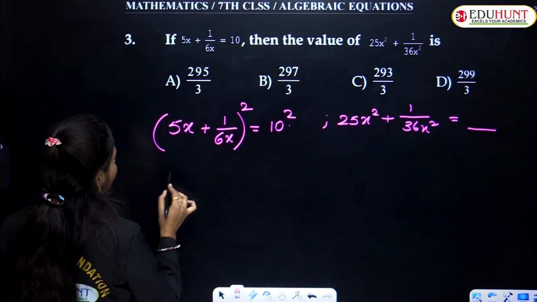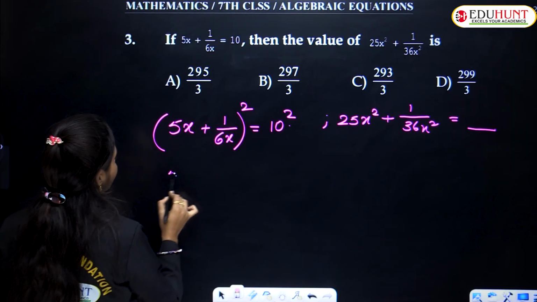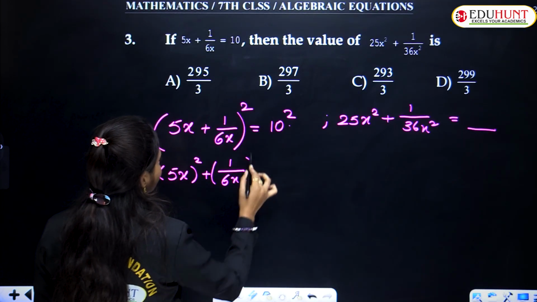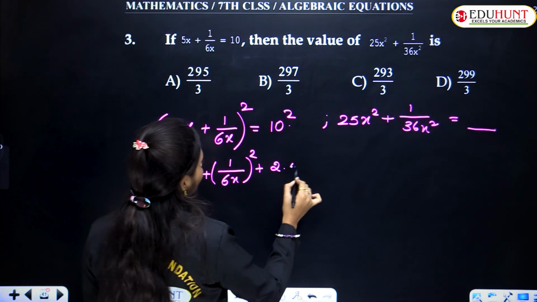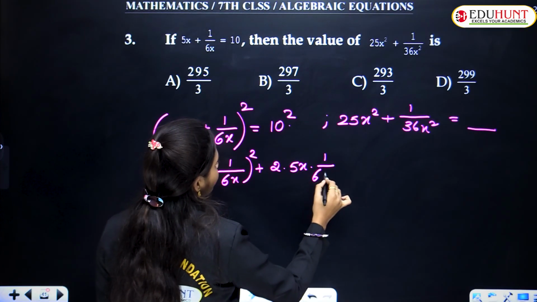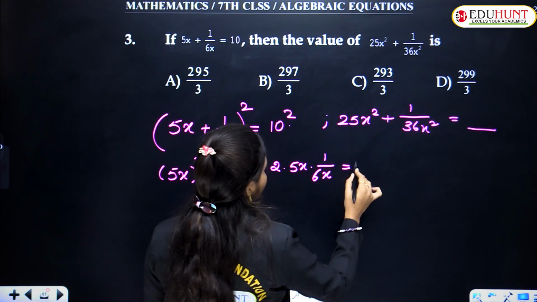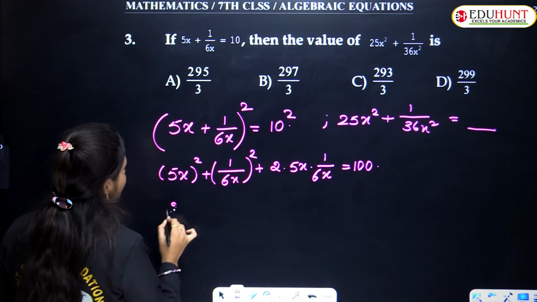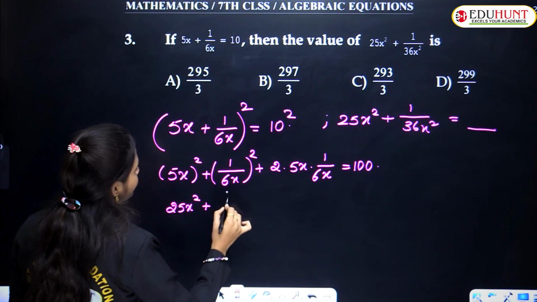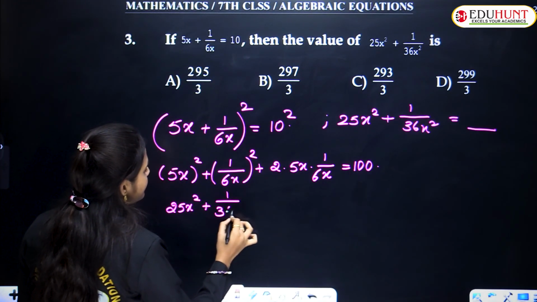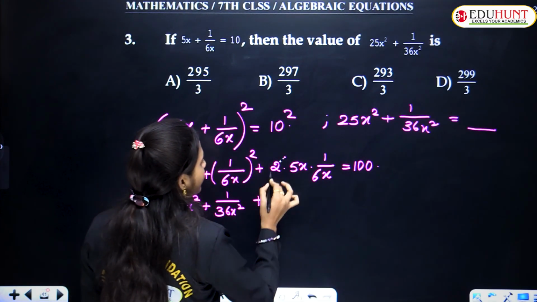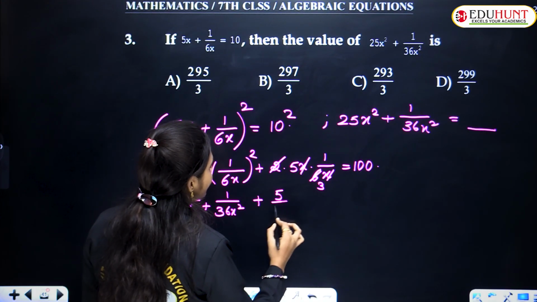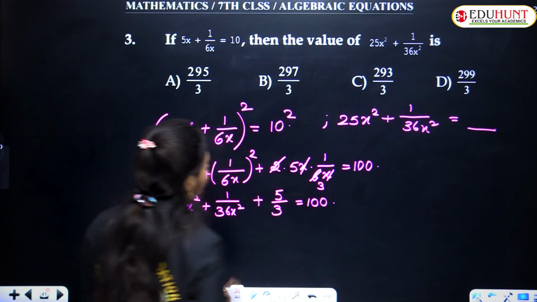So a plus b whole square. So a square, 5x whole square, a square plus b square plus 2ab. So 2 into 5x into 1 by 6x, 2ab is equal to 10 square means 100. Clear, ma? So from this one, 5x whole square which is 25x square plus 1 by 6 whole square means 36x square plus here 2 ones and 2 threes. So we can cancel x and x also. So that's why this is 5 by 3 which is equals to 100.